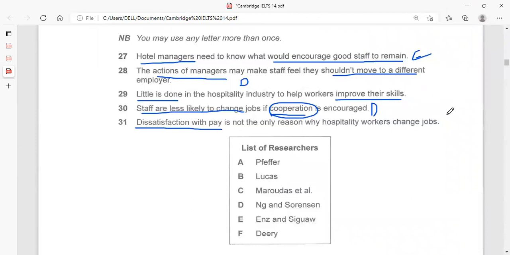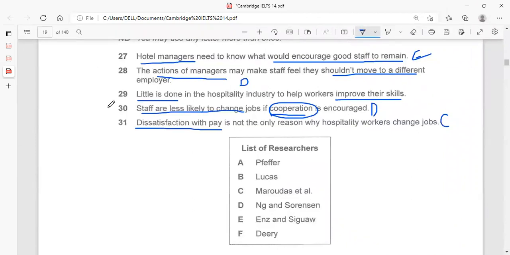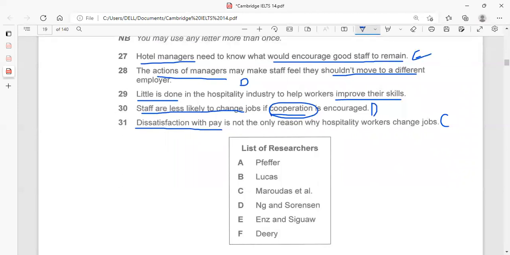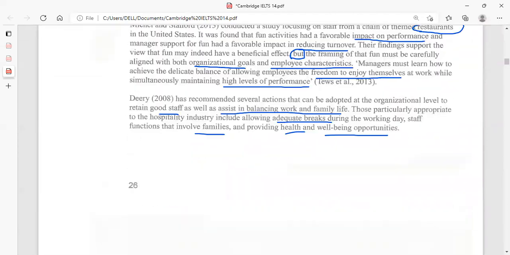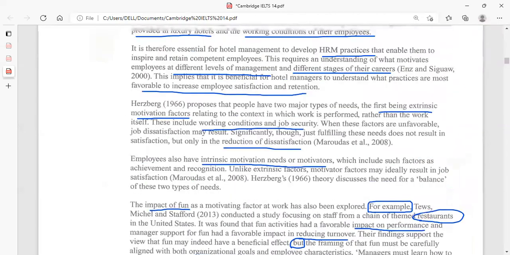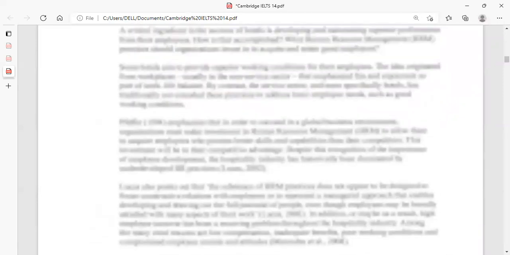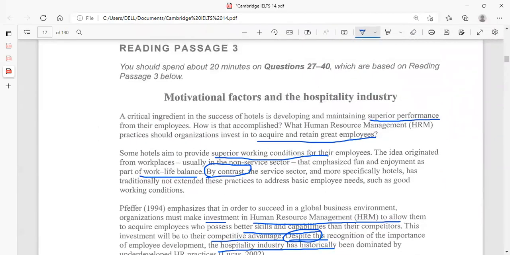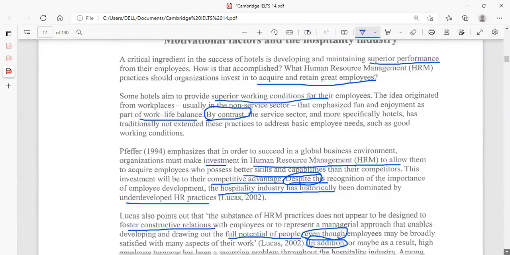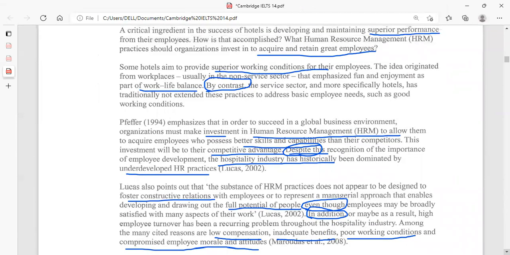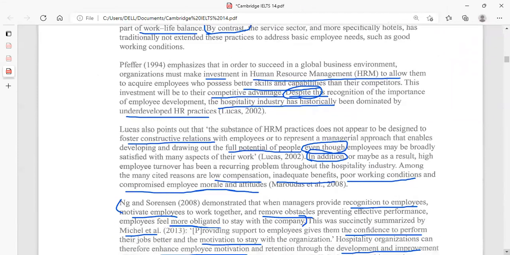Okay, see. What about this? Little is done in the hospitality industry to help workers improve their skills. All of you are saying A. Improving their skills. What would be, ma'am? Better skills and capabilities, third line.